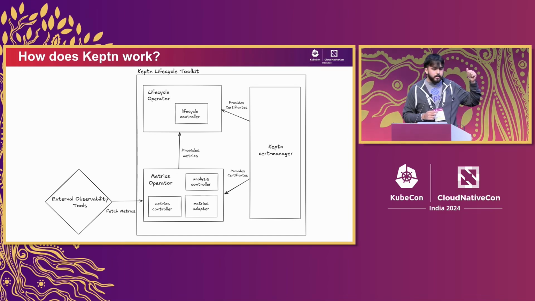And then we have the metrics operator, which has two controllers, analysis and metrics. The metrics controller is used to fetch metrics from different observability providers via CRDs. You can create your own provider via the Keptn metrics provider CRD, and it will fetch it for you. The analysis controller is used to perform different analysis on this data, and the adapter exposes these metrics via the Kubernetes API, which you can make use of. And then we have the cert manager. Cert manager is used to inject certificates for the webhooks we use inside our operator.